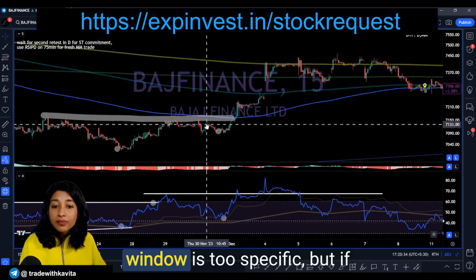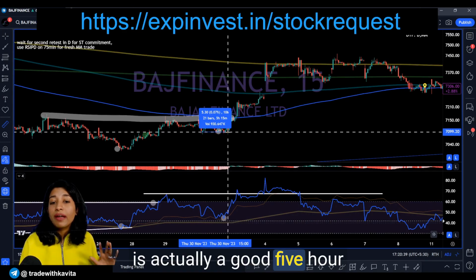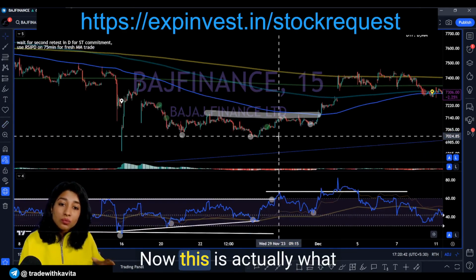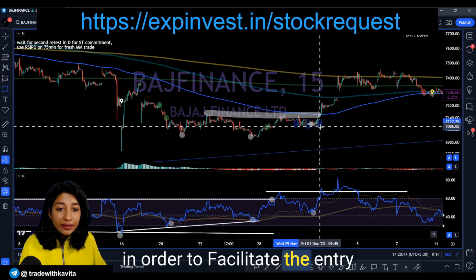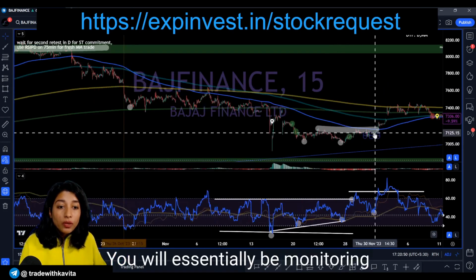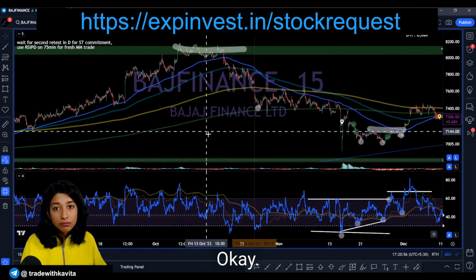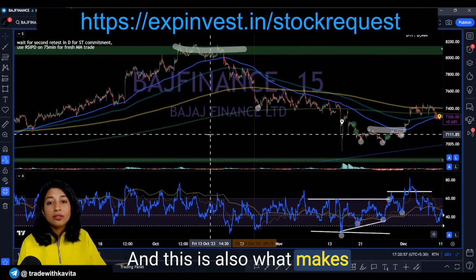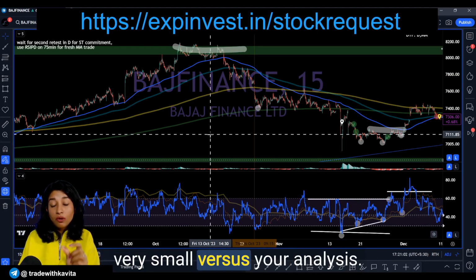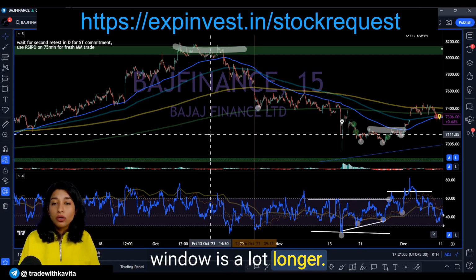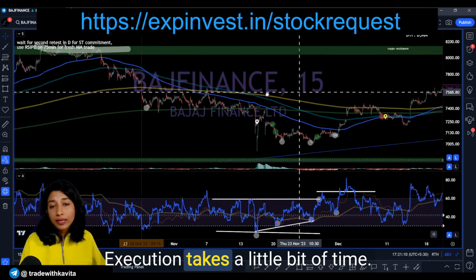Now, you might think this window is too specific, but if I give you a calculation, this is actually a good 5-hour window where you can enter. Now, this is actually what makes trading very difficult. In order to facilitate the entry in this tiny little window, you will essentially be monitoring this stock for more than 43 days. And this is also what makes trading a very difficult job, because the activity window is actually very small versus your analysis, your monitoring window is a lot longer. Planning takes way longer, execution takes a little bit of time.